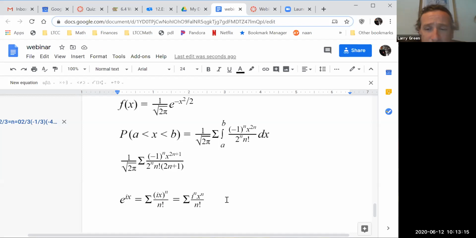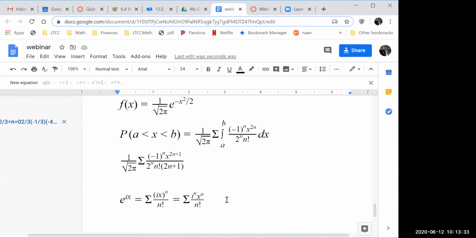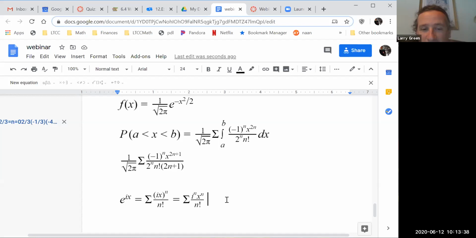Okay, now let's think about i to the n. Well, i to the n is interesting. What happens if n is even? What is i to the n? What's nice about i to the n if n is even? It's actually a real value. And if n is odd, it's always imaginary, right? So I could rewrite this and split it up into the even terms and the odd terms.